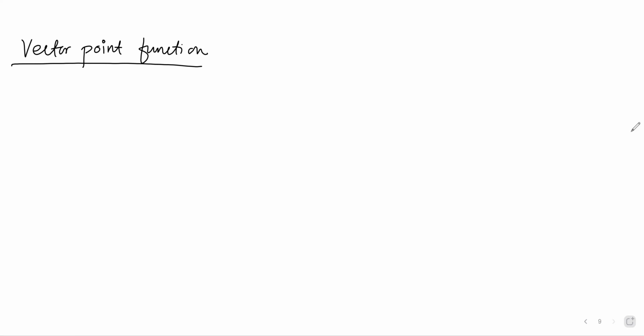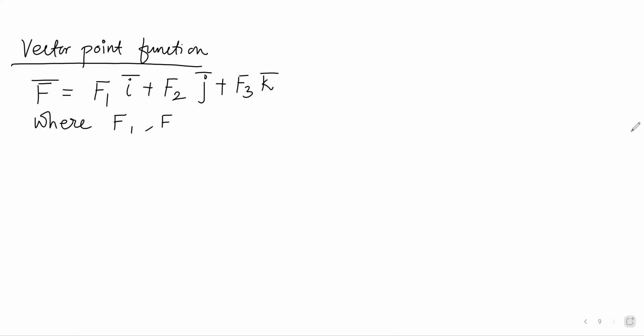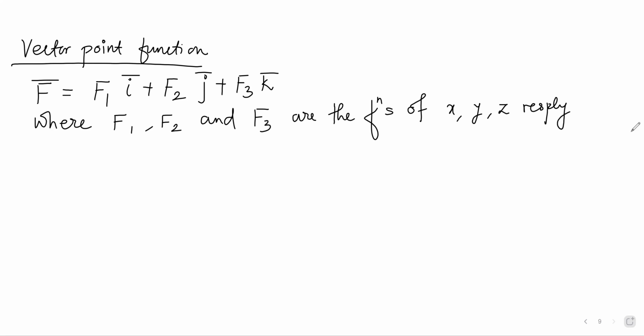So for a vector point function, we denote it by f bar, which is f1 i bar plus f2 j bar plus f3 k bar, where f1, f2 and f3 are functions of x, y, z respectively.